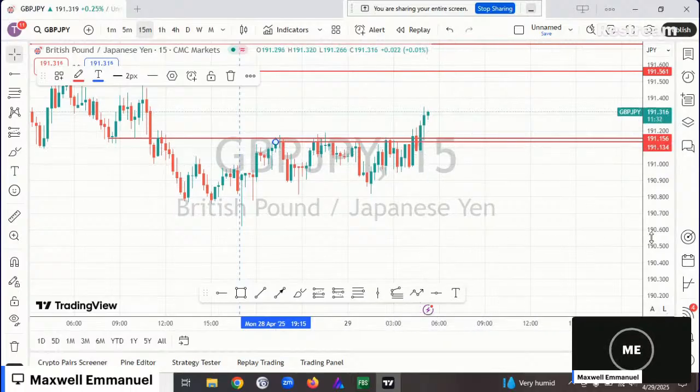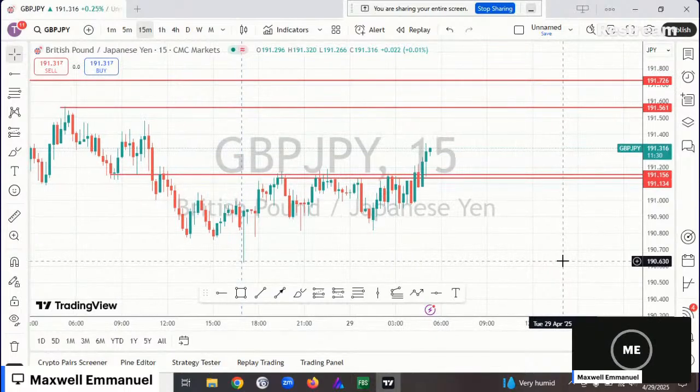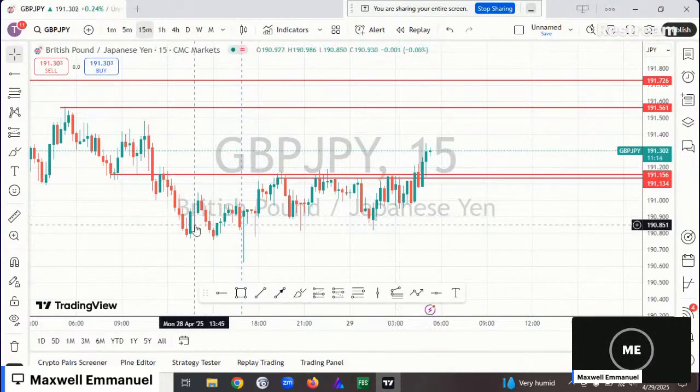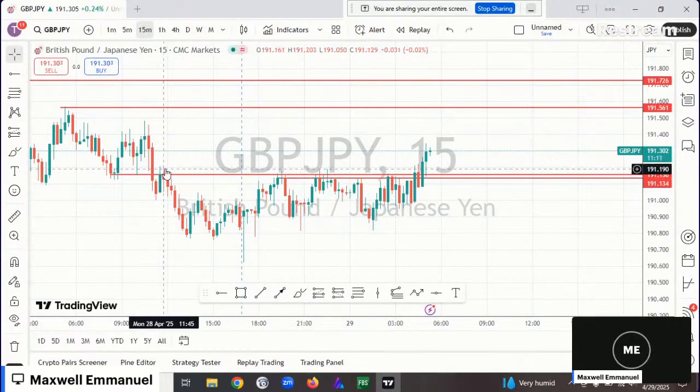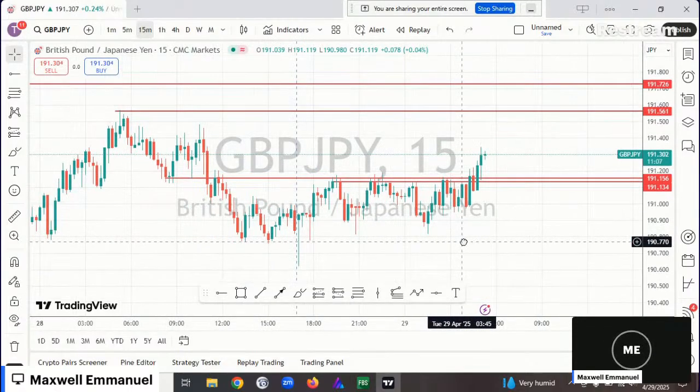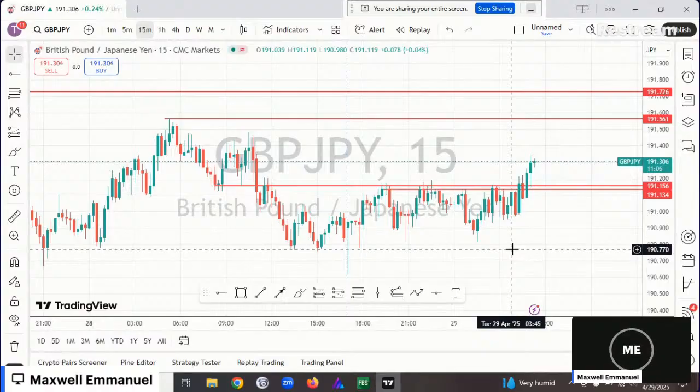Okay, so that is it for GJ. GJ is bullish for today. It could sell before the day ends, but at the moment, GJ is bullish. You can see price ranged, consolidated at this point, and there's a breakout. So that's my take on GJ. Look for buys on GJ.